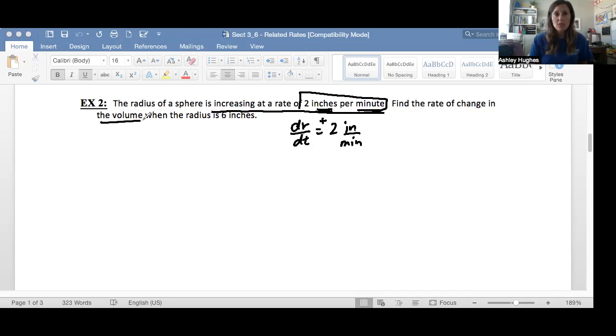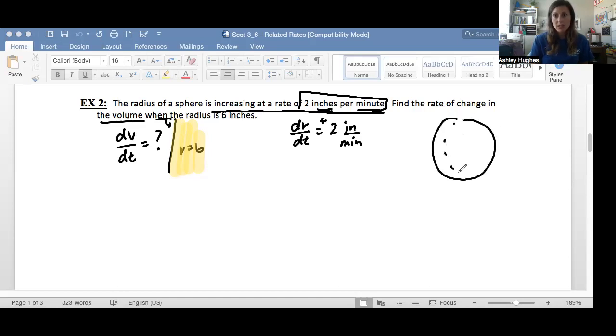Find the rate of change of the volume. So we're looking for dV/dt, and I always put this bar, and that bar means "when," okay? When the radius is 6. Now, don't touch any of that until after you take the derivative. That's really important. Don't touch anything over here until after you take the derivative, because it's not always 6. Now we wrote down all our givens. It's a sphere, so we don't really have to draw a picture. I could, but it doesn't really help us in this situation.